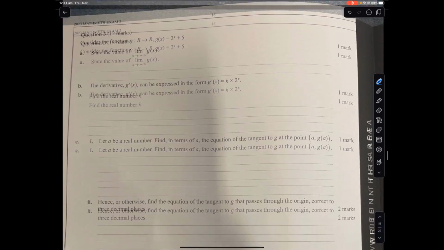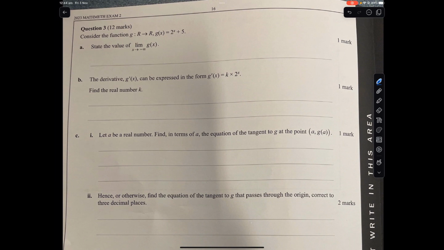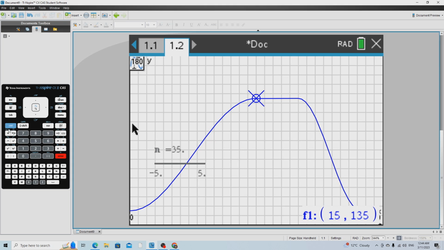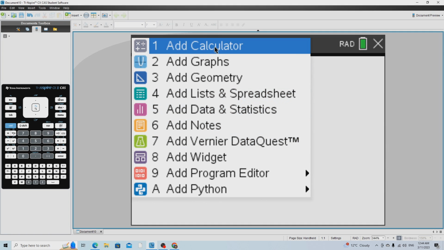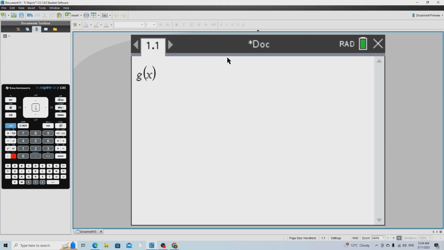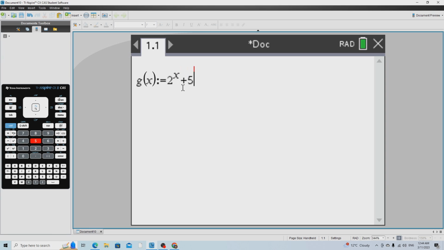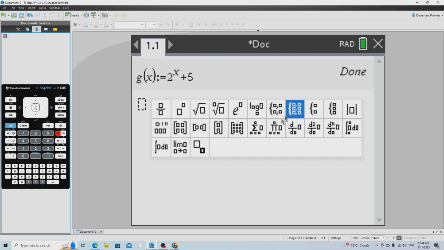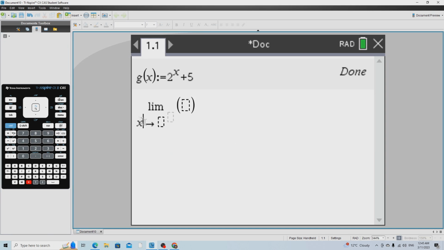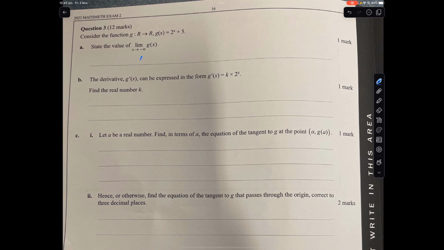Question 3 states, consider the function g of x and state the value of the limit as x goes to negative infinity. Easy. Let's just go on g of x and define it: 2 to the power of x plus 5. If I want to find the limit as x approaches negative infinity of g of x, we get 5. So that is just 5.